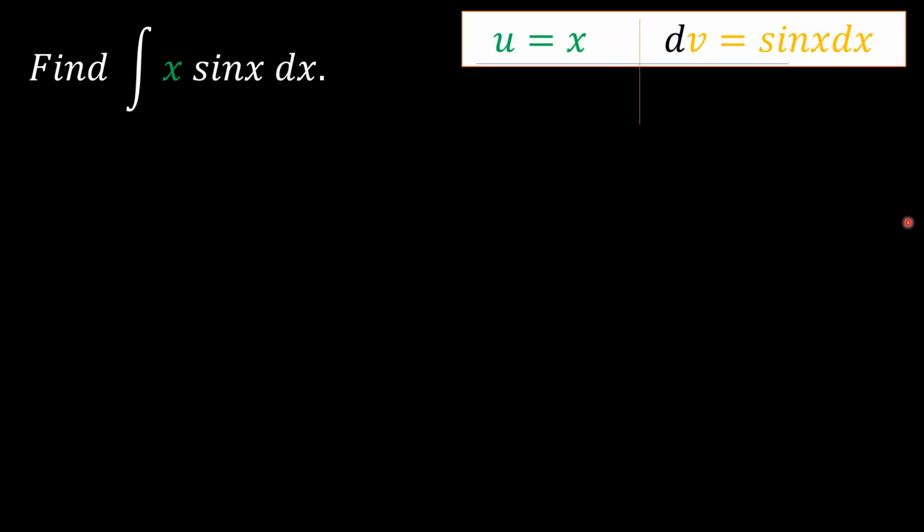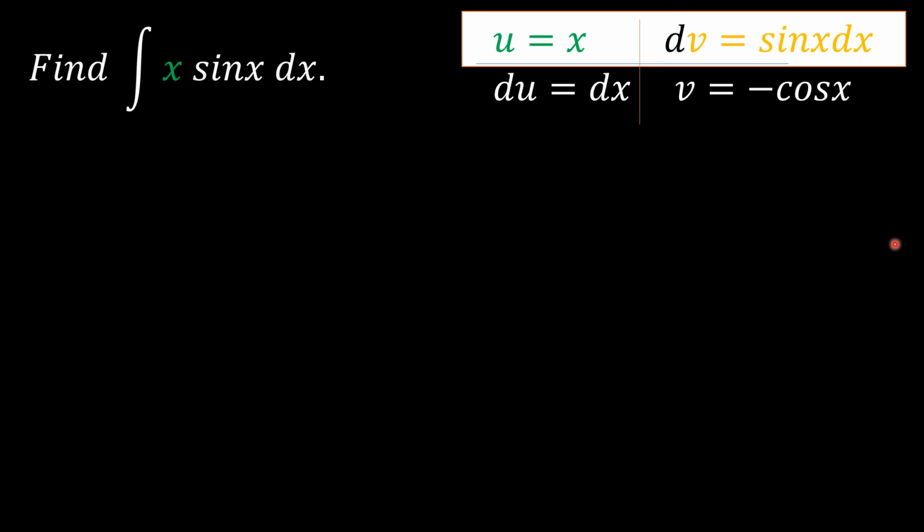All right, so I always want to make this pattern cross, and I write my u and I write my dv. The derivative of u is du, and the derivative of x is dx. The integral of dv is v. The integral of sine x is minus cosine x.